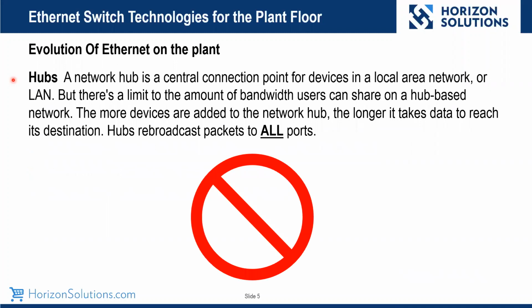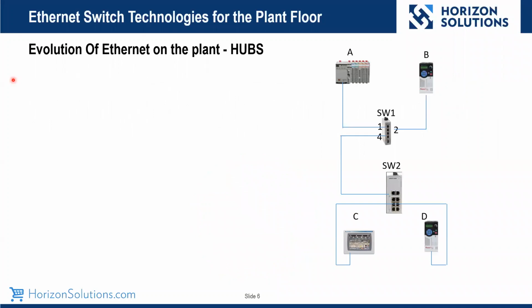So let's talk about some of the old technology again. A hub was a device that rebroadcasted all the information across all ports. So again, this is something that you can't buy anymore. If you have one in your facility, if you have one on your machine, please get rid of it. So this is our network of the day we're going to be using for all of our examples. So we have a PLC, node A, node B is a drive. We have a couple switches, an HMI, and another drive on D.